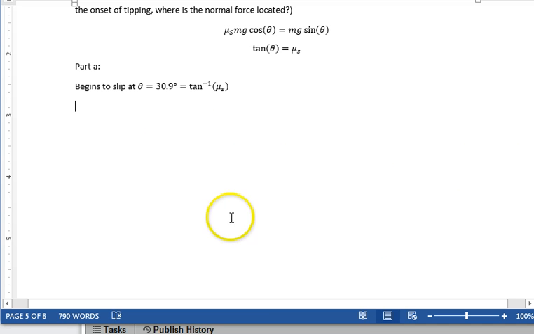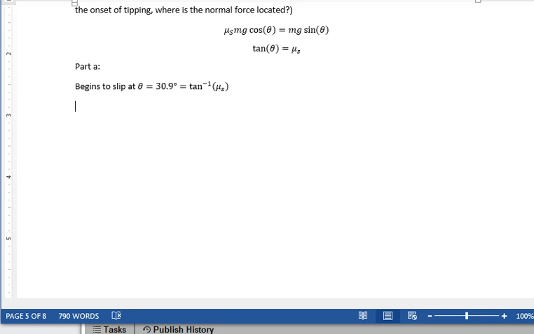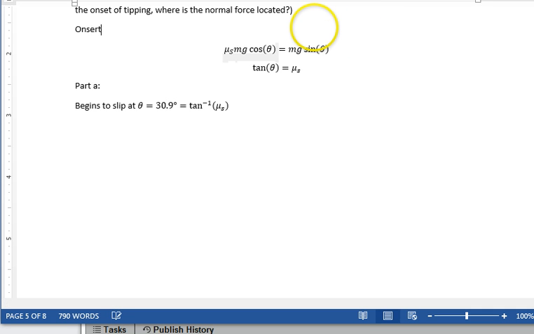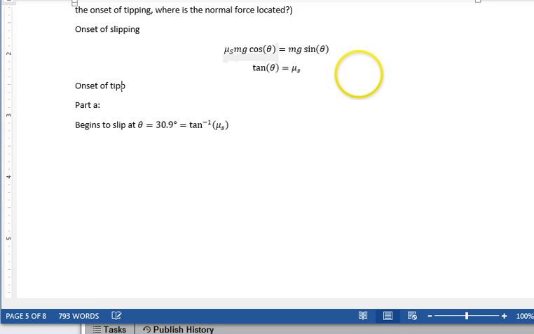So let's put that together. It's going to tip when, oops, as always, when I accidentally do that, it bugs me. Oh, come on. All right. Let me just label this onset of slipping. Now let's go here. Let's do onset of tipping.